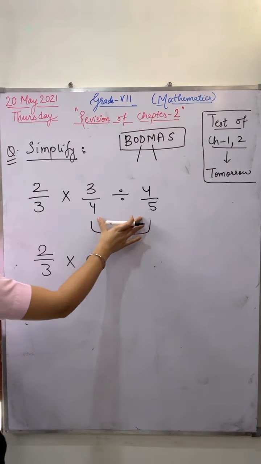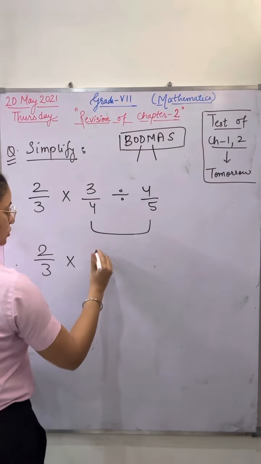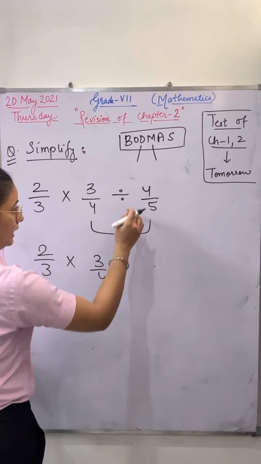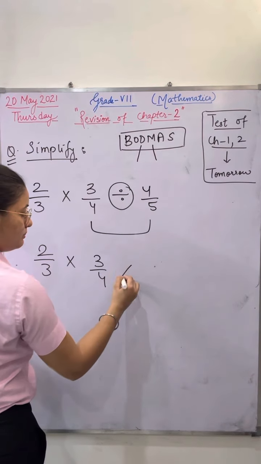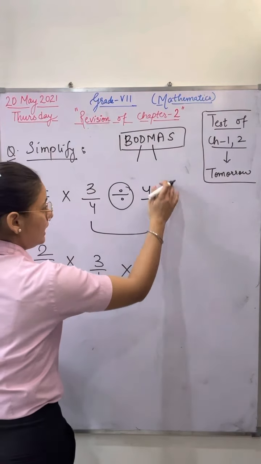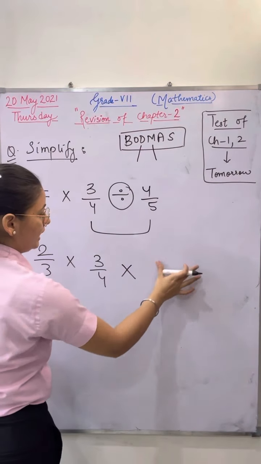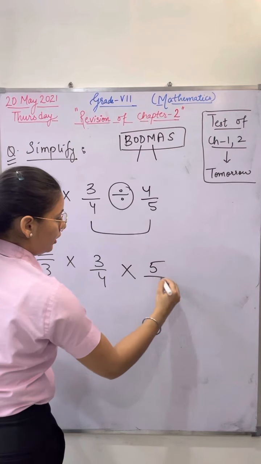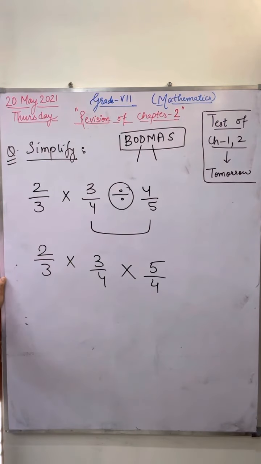2 by 3 and multiply will be as it is. I have to solve these two fractions first of all. So 3 by 4 will come as it is. In place of divide, I have to put multiply. And the next term will be immediately reciprocal. 5 upon 4.